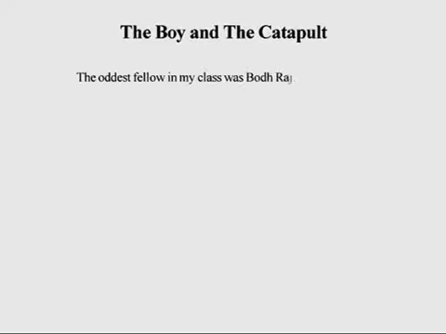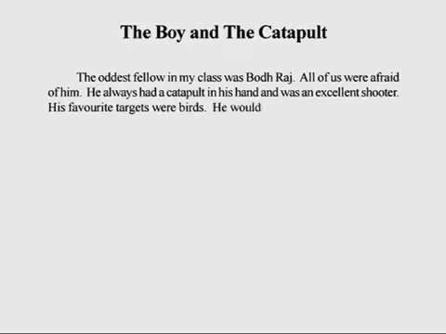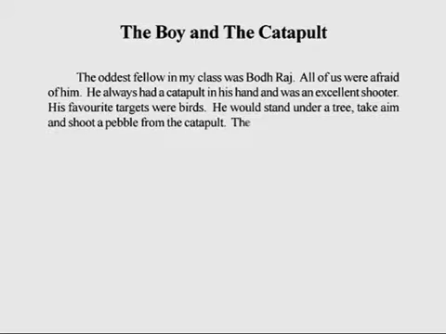The boy and the catapult. The oddest fellow in my class was Bodhraj. All of us were afraid of him. He always had a catapult in his hand and was an excellent shooter. His favorite targets were birds. He would stand under a tree, take aim and shoot a pebble from the catapult. The next moment, a bird would fall down.